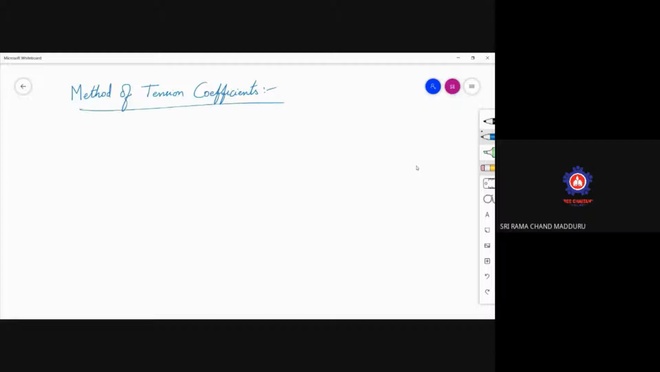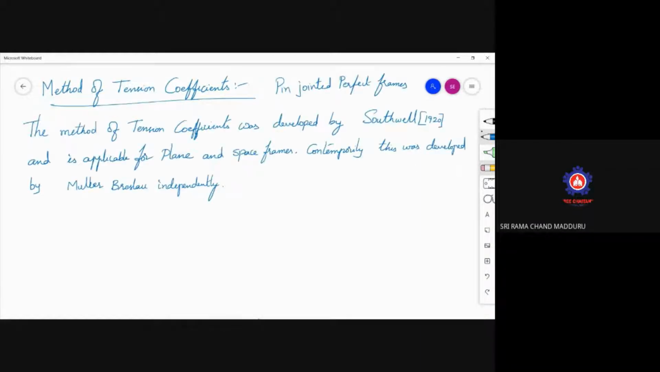So in this method, now this method was developed by Southwell in 1920, which is to be applied for plane frames, that is two-dimensional, and space frames, that is three-dimensional. So this method was developed in 1920. Contemporarily, in the same period, Muller-Breslau independently developed this type of method. This method can be applicable for plane as well as space frames. Space means three-dimensional structures.